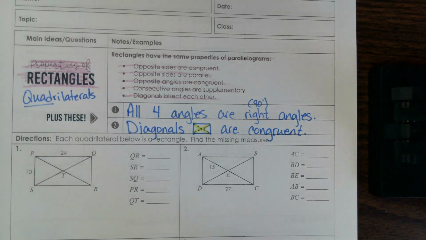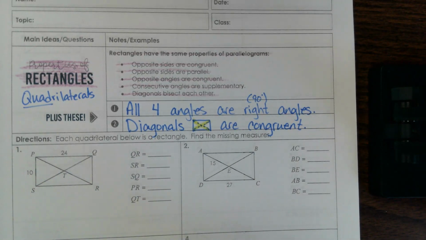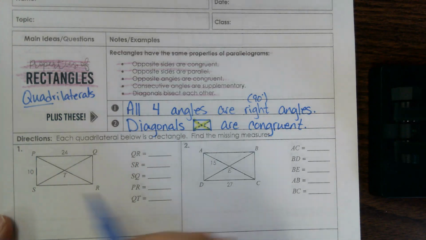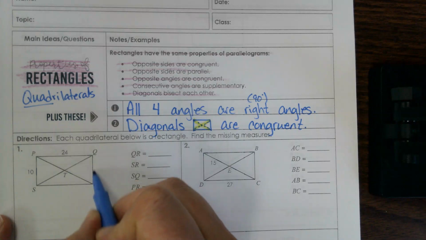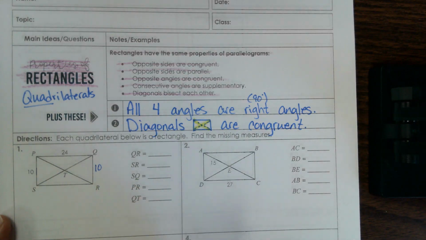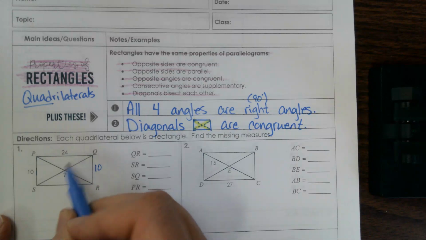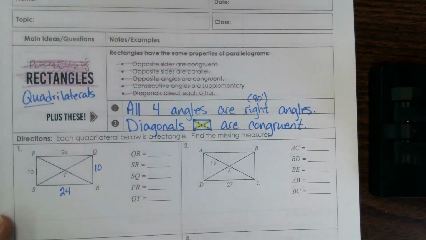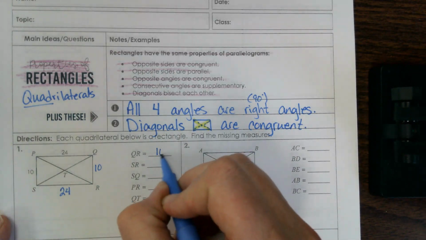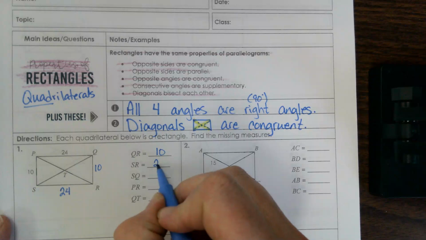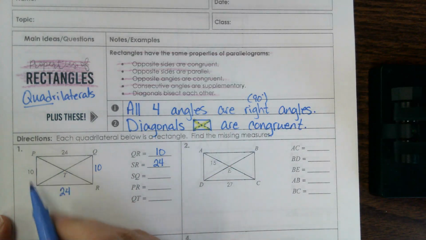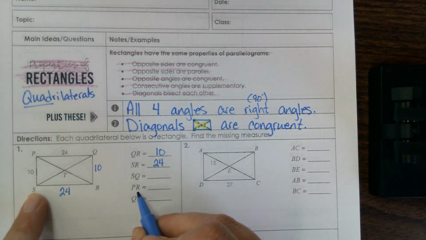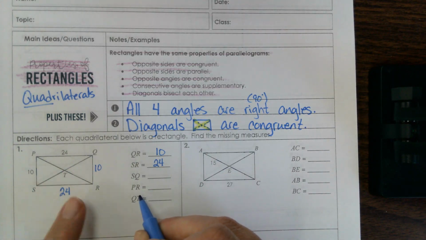All right, so let's look at the first one here. We are going to look at just the sides on number 1. So if PS is 10, that means QR is 10. Opposite sides are congruent. PQ is 24, so SR is also 24. So QR is 10, SR is 24. PS, do we need that one? I'm doing all the ones that aren't the diagonals yet.